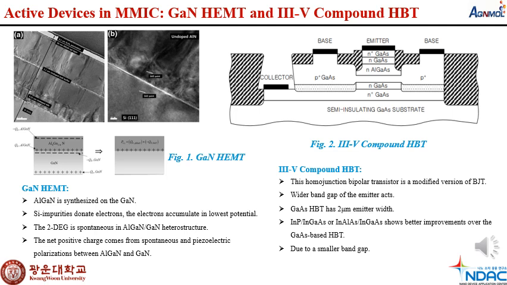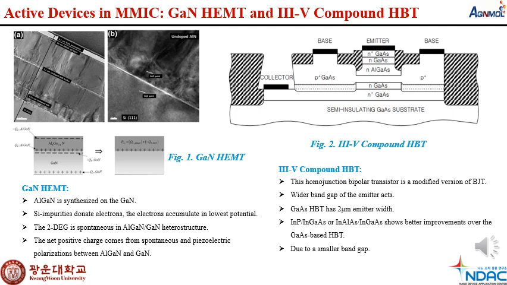Here we will discuss two other important active devices in the MMIC technology. One is gallium nitride HEMT, another one is group 3-5 compound HBT. For figure number 1, we can see the configuration of the gallium nitride HEMT, and this configuration is synthesized on gallium nitride. Here silicon impurities donate electrons, the electrons accumulate in the lower potential, and another 2DEG is a spontaneous aluminum gallium nitride heterostructure. The net positive charge comes from the spontaneous and piezoelectric polarization between aluminum gallium nitride and gallium nitride.